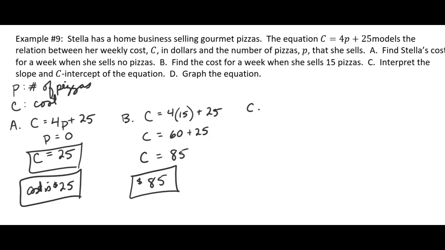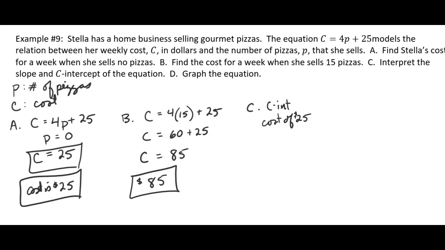Part C: interpret the slope and the C-intercept of the equation. So her C-intercept, that's just her flat cost. It's not based on how many pizzas she sells. So even if she doesn't sell any pizzas, she's going to have a cost of $25 no matter what. We call those fixed costs. So her fixed costs are $25.